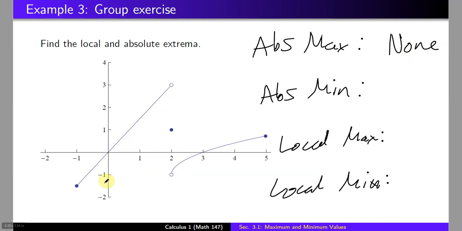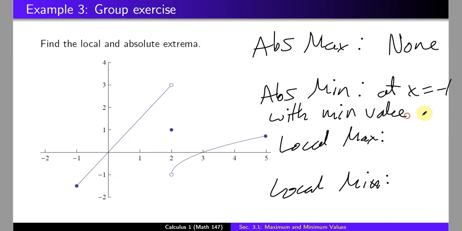There is an absolute minimum right here. This is going to be the smallest y value that you see on the graph right here. So it's occurring at x equals -1, and I'll say with min value y equals, what is that, negative 1.5?